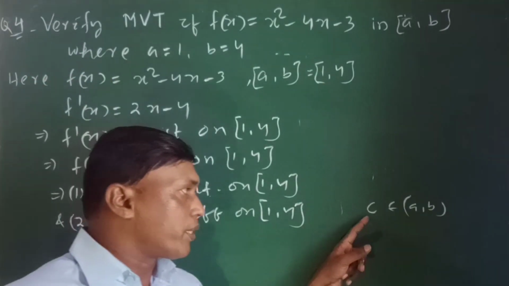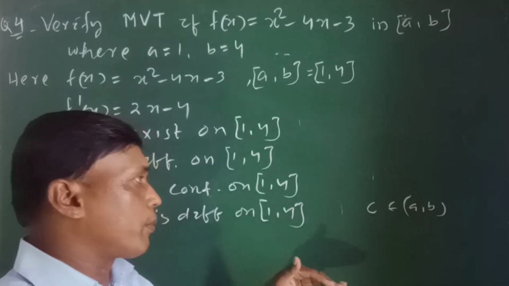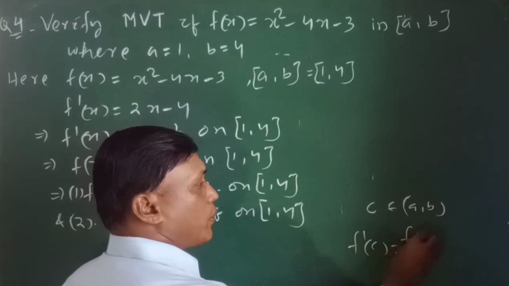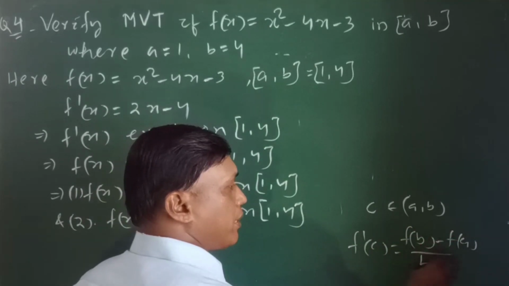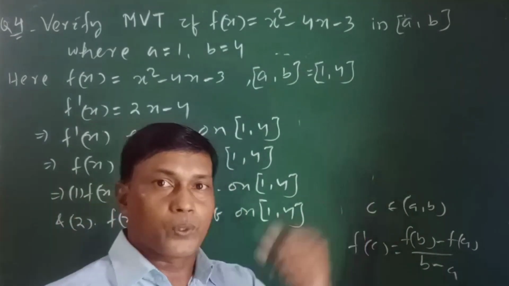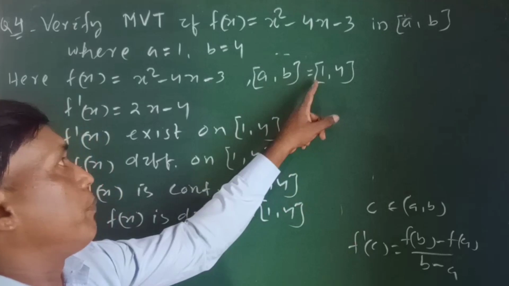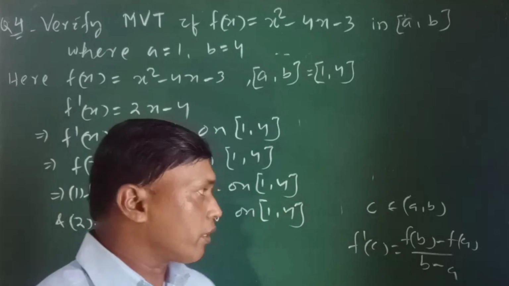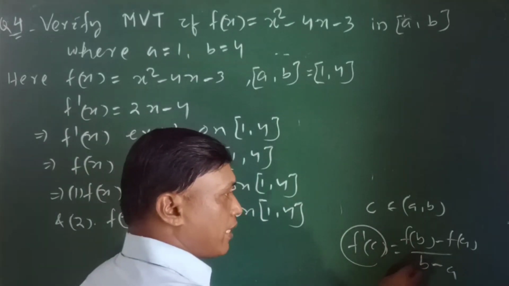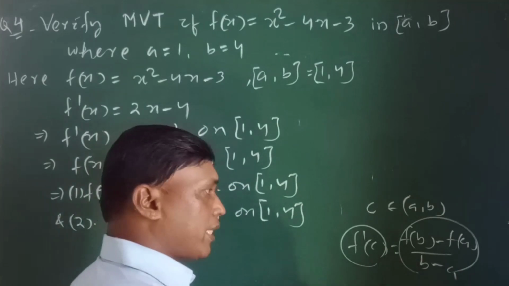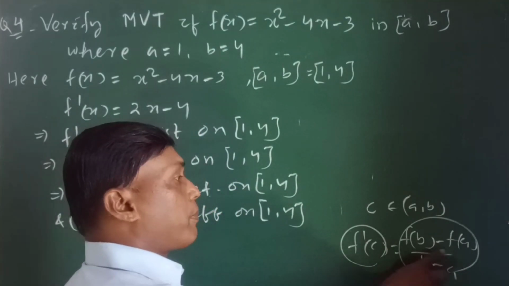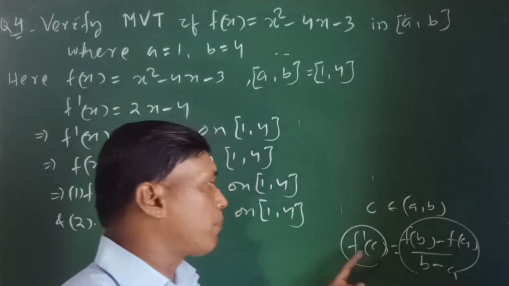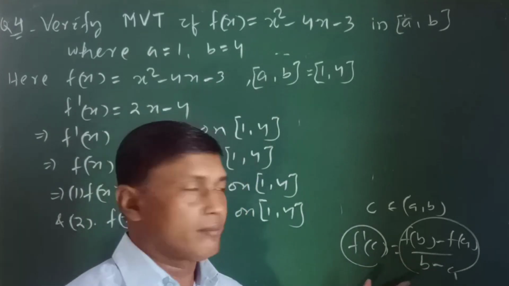Now we have to find a point c on the open interval (a, b), where f dash c is equal to f of b minus f of a by b minus a. I have already said the trick in Rolle's theorem that you can't easily guess a point between 1 and 4 which will satisfy this condition, but it will be better to find f dash c, then find f of b minus f of a by b minus a, and equate this f dash c to f of b minus f of a by b minus a to find c. So the trick is, first find this value, find f dash c, and equate to find c.